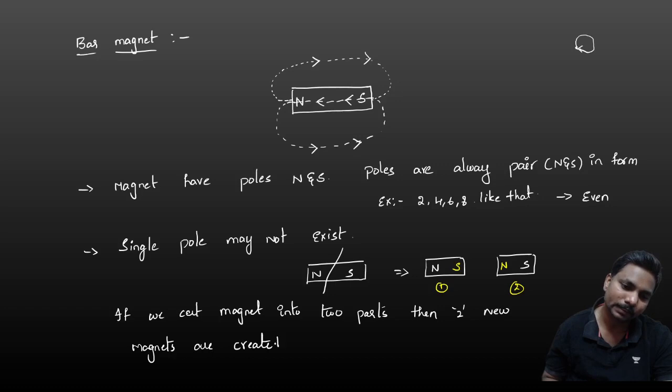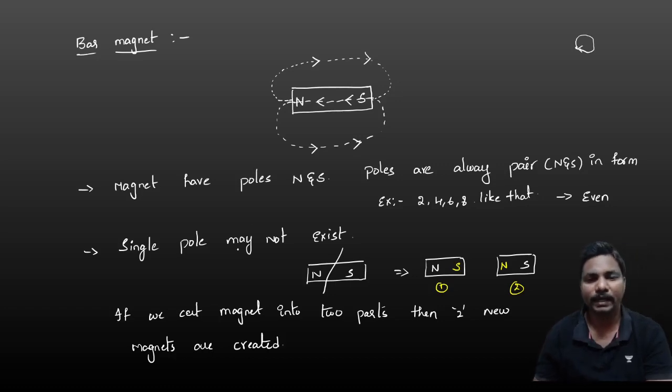Very important point. Magnets have poles, north and south. Poles always exist in pairs. A single pole does not exist at all. If you cut a magnet into two parts, two new bar magnets are created. And the next very important point, the magnetic field lines.